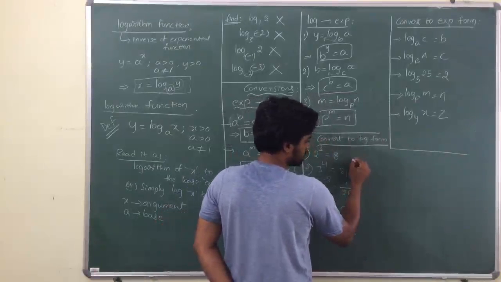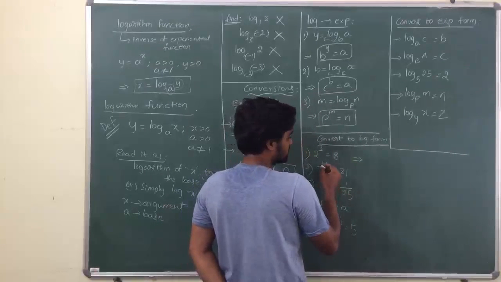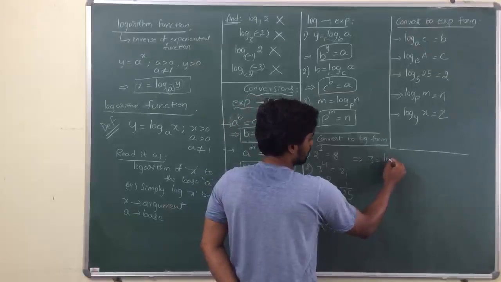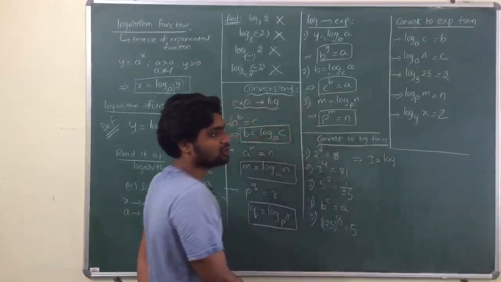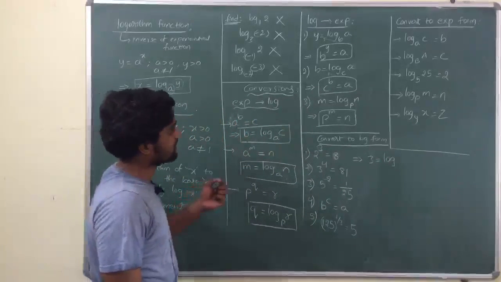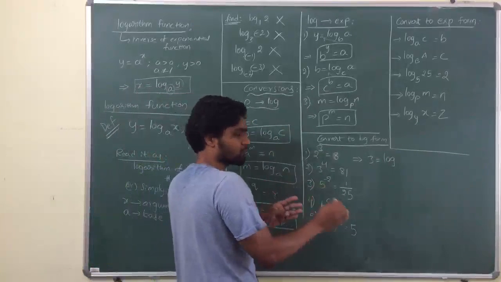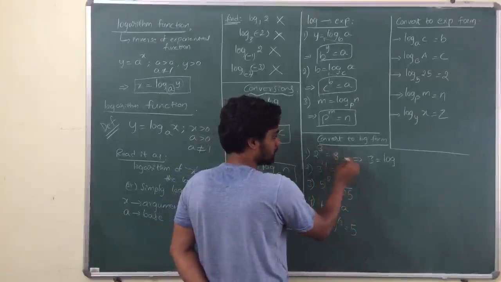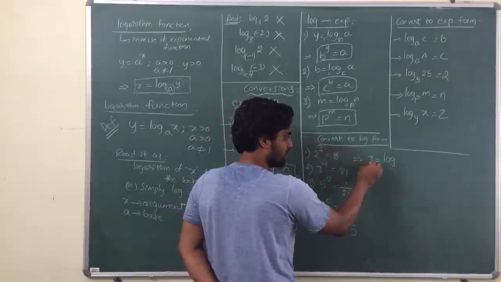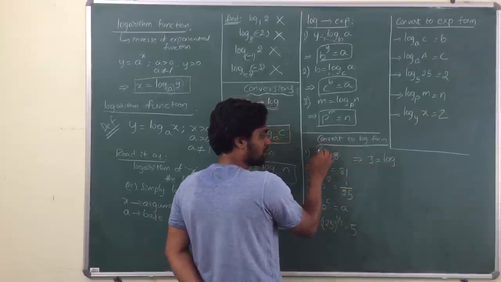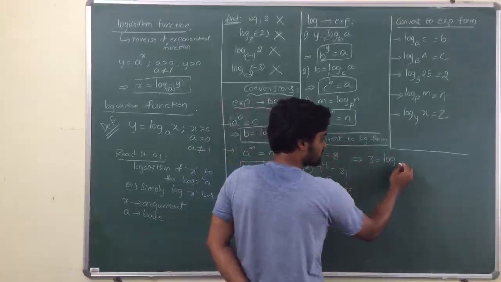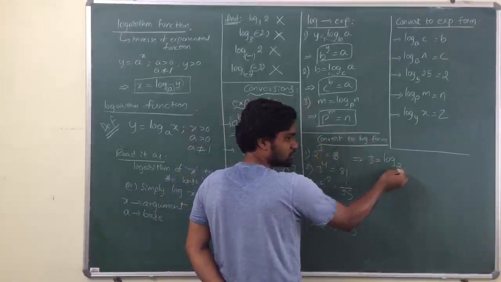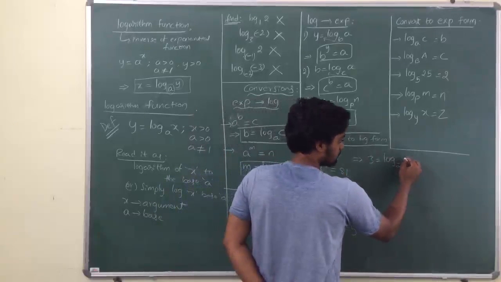Observe everyone. First, write the value of the exponent. 3 is equal to log. Until you become comfortable with the direct conversion, follow the stepwise procedure. First, write the exponent. 3 is equal to logarithm of, what is the base here? 2. So the base remains the same. We already wrote 3 and 2. What is left out? 8.